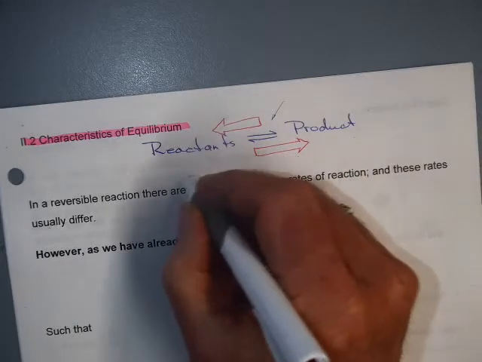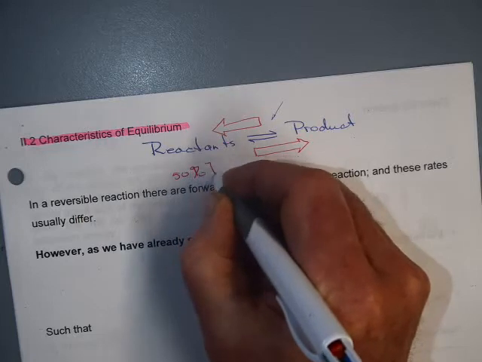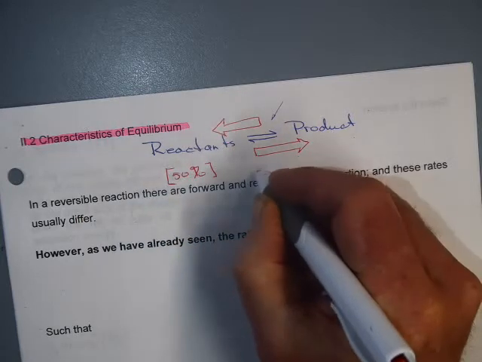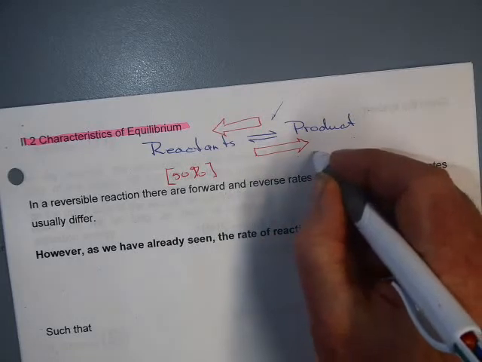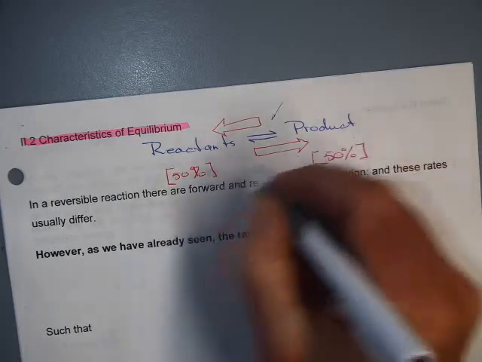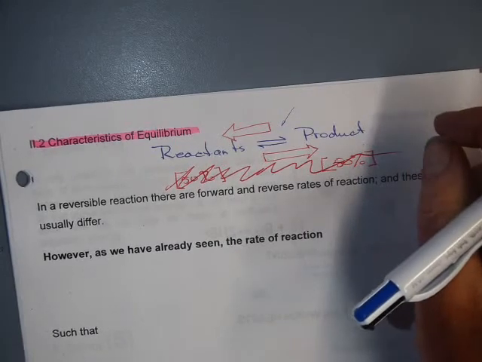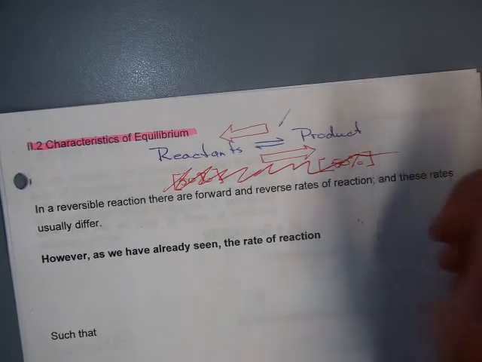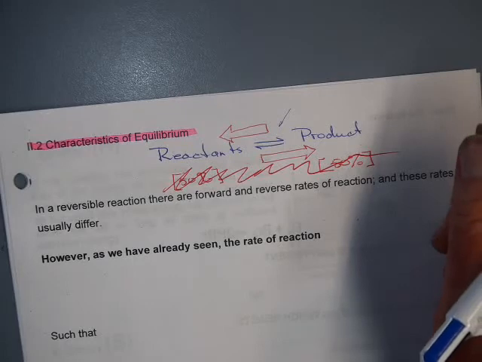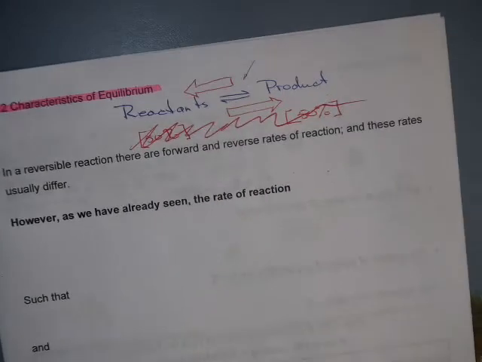And it is never a 50-50 concentration of reactants to products. Never. It'll be way one way, way the other way. Sometimes it's close to the middle, but not 50-50. Okay? So in a reversible reaction, there are forward and reverse rates of reaction. These are usually different. Okay?